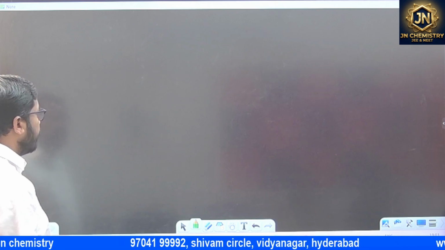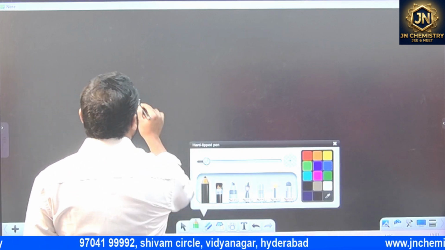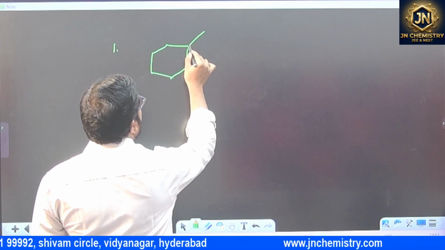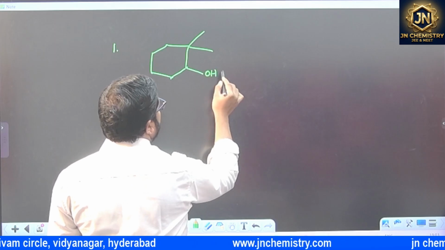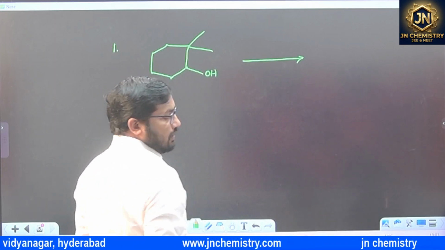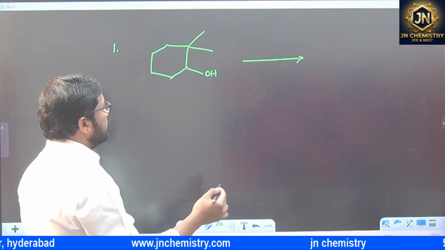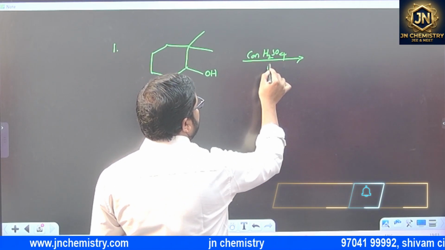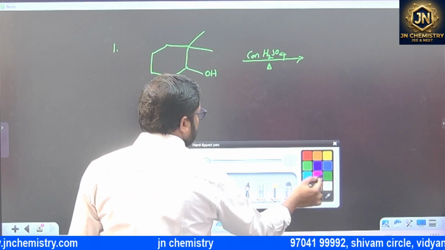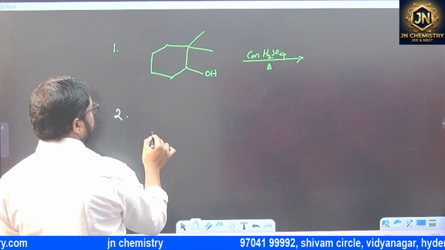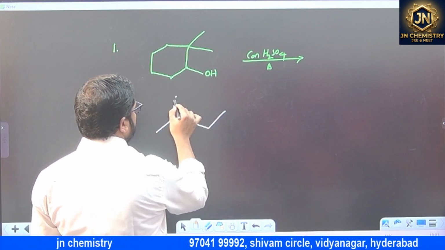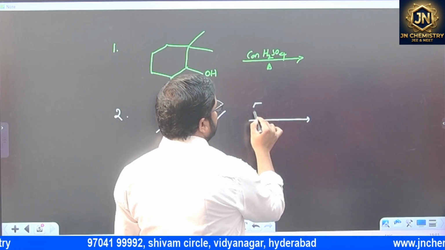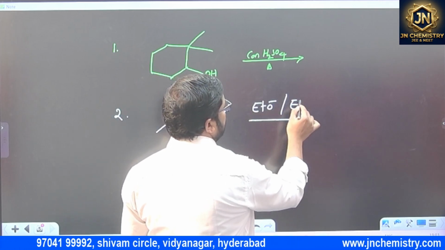Right, now here I will give you 4 compounds. Next, write the products in different modes. The first compound, here we can take concentrated H2SO4, H2SO4 on heating. So the second, 2-chloro, EtOH, EtO minus, EtOH.